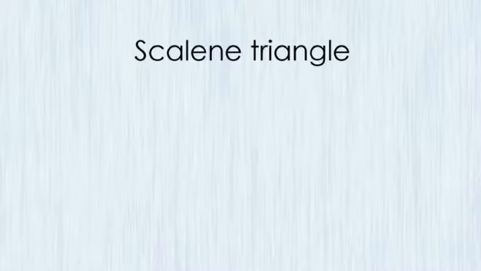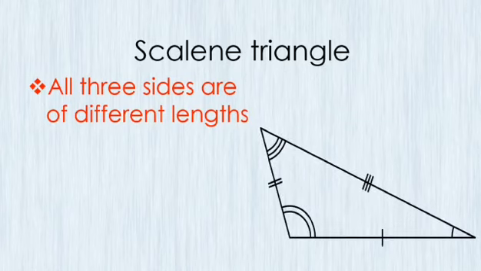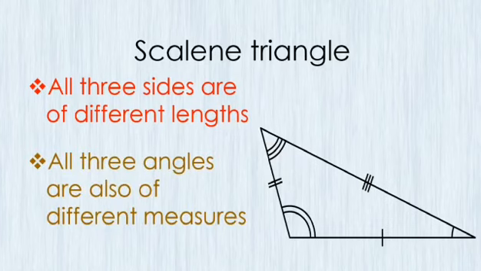Next type is the scalene triangle. All the 3 sides of a scalene triangle are of different lengths. It is obvious from this triangle that its one side has been marked by 1 short line, second side by 2 short lines, and the third side by 3 short lines. This indicates that all the 3 sides are unequal. Moreover, all the 3 angles of a scalene triangle are also unequal.